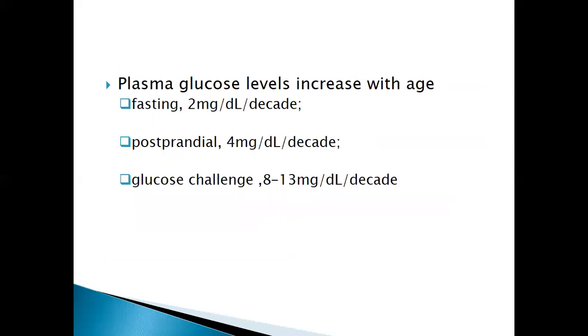With prolonged storage, fasting blood glucose will decrease 2 milligrams per dL per decade. Postprandial glucose would decrease 4 milligrams per dL per decade, whereas OGTT specimens would decrease 8 to 13 milligrams per dL per decade.